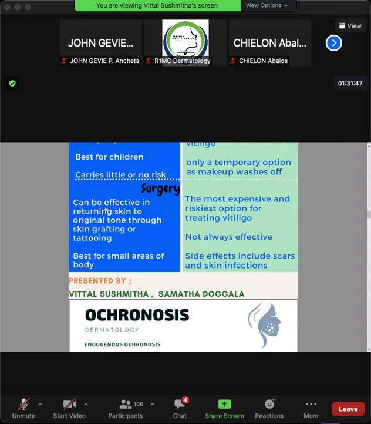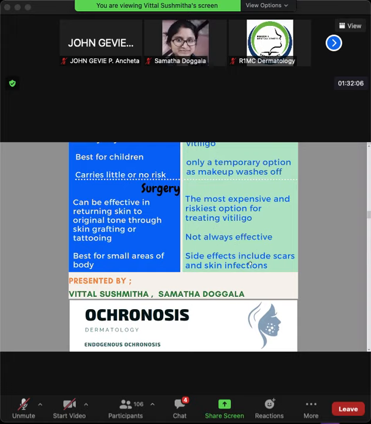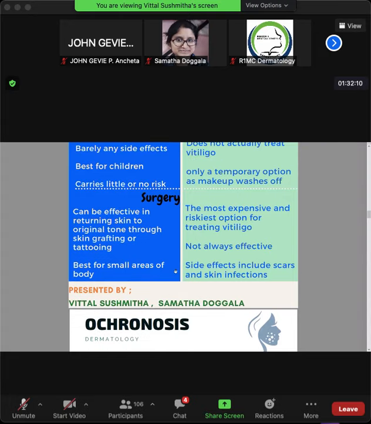For the surgery treatment, it can be effective in returning skin to original tone through skin grafting or tattooing, and is best for small areas of the body. For the against points, it is the most expensive and the riskiest option for treating vitiligo, is not always effective, and side effects include scars and skin infection. Thank you.